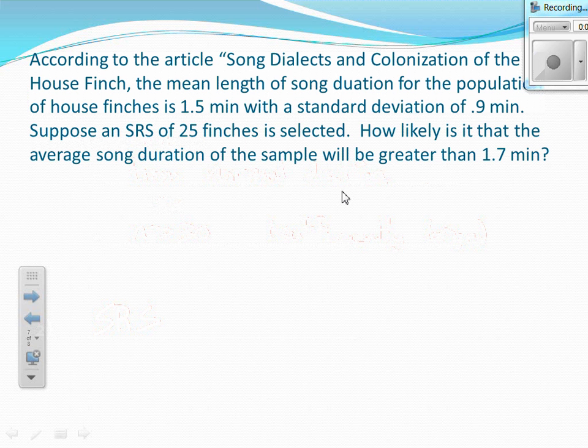So quick example, according to this article, the mean length of song duration for this population of house finches is 1.5 minutes, standard deviation of 0.9. So that's for all the birds. We're going to randomly select 25 finches, and we're going to take a look at the average song length. So basically we're looking at how likely is it that the average duration of that set of 25 birds is over 1.7 minutes. So jot down some of the basic information. The average of the population is 1.5 minutes. The standard deviation for the population is 0.9 minutes.